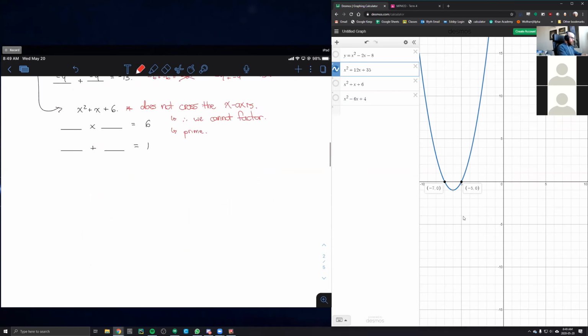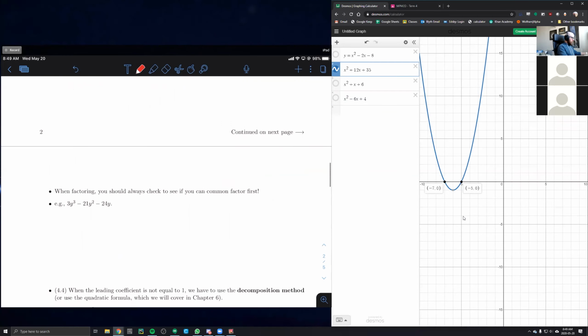Okay, cool. Well, let's try one more example, and then we'll move on to some harder decomposition problems. One thing that we always have to make sure to do when we're factoring is we should always check to see if we can common factor something first, okay?